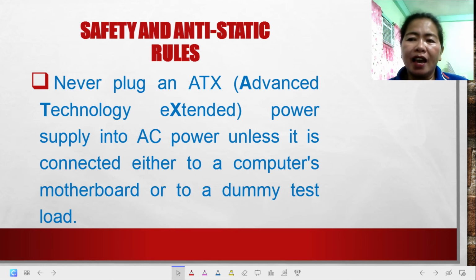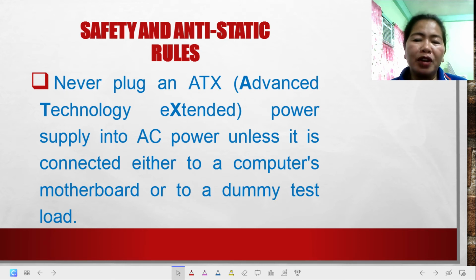So never plug an ATX power supply into an AC power unless it is connected either to a computer's motherboard or to a dummy test load. This is a common error that we are practicing, especially when we are charging our devices, our cell phones maybe, that we plug in our charger first prior to connecting the connector of the charger to our device. And that should not be done supposedly. But that is our practice, right? So now that you have an idea or knowledge, you should not do it again.